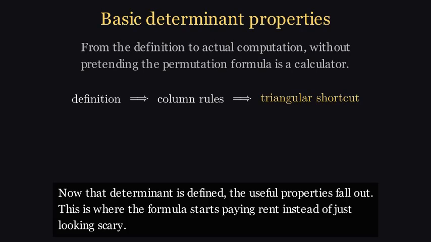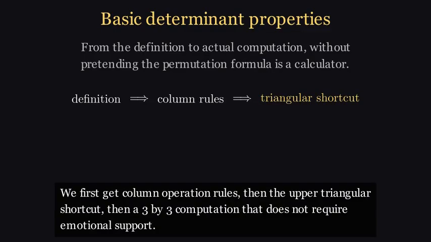Now that determinant is defined, the useful properties fall out. This is where the formula starts paying rent instead of just looking scary. We first get column operation rules, then the upper triangular shortcut, then a 3x3 computation that does not require emotional support.